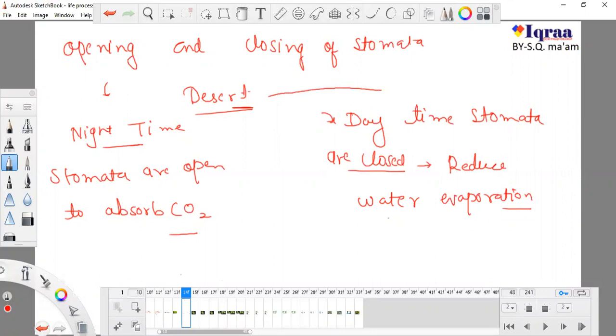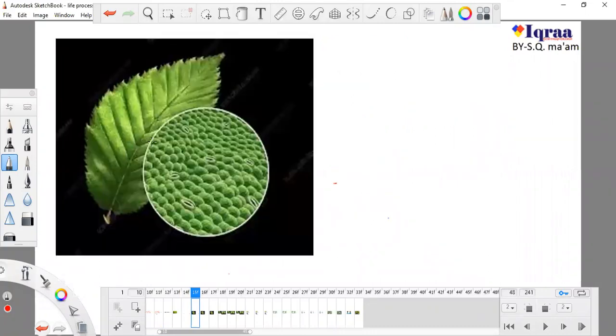So this is the stomata. You can see this is the leaf, and if you look, you can see tiny apertures, tiny openings. These tiny openings are known as stomata.